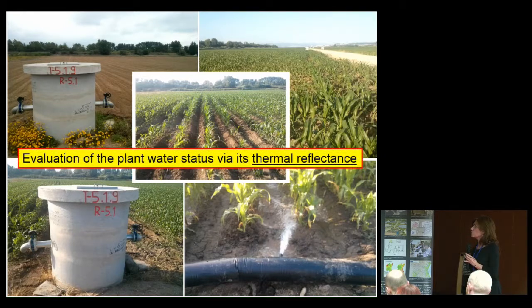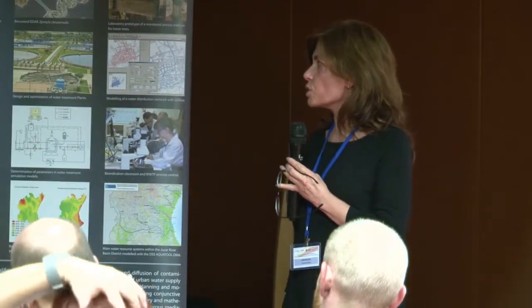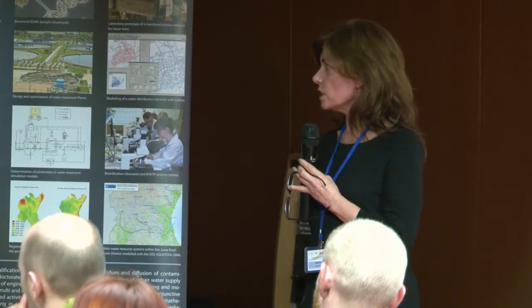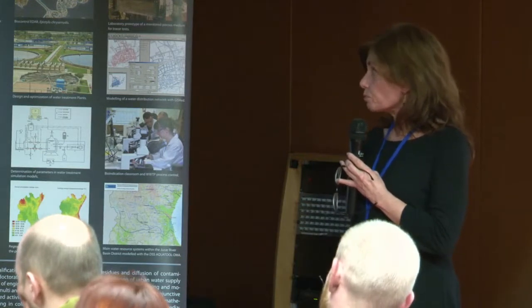So our attempt was trying to evaluate the plant water status via its thermal reflectance to understand indeed what kind of differences we could find in the area that could somehow in the long run, as I was explaining earlier, result in a number of indications to the farmer to improve their irrigation practices, towards, of course, improving water use, but also their crop productivity, which is sometimes not very satisfactory.